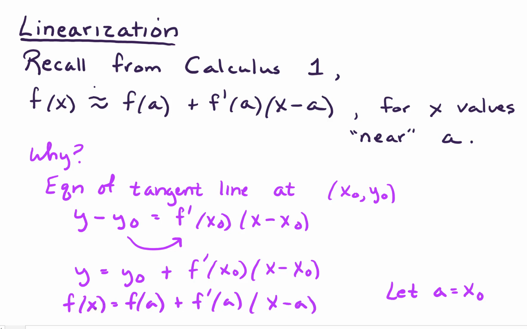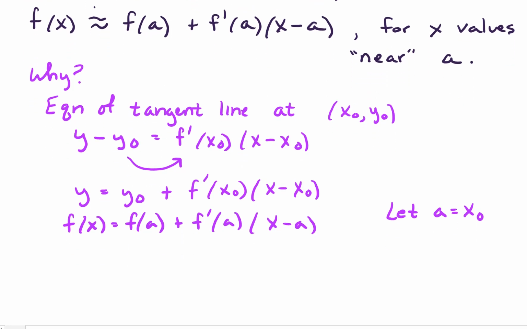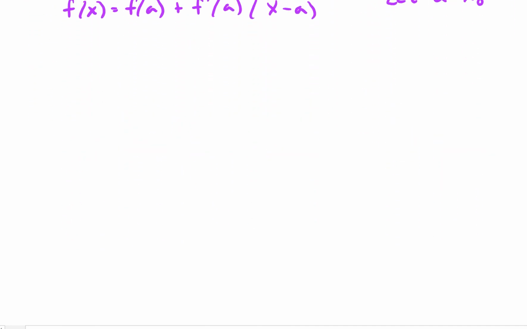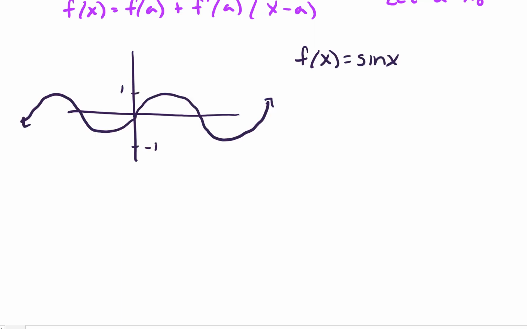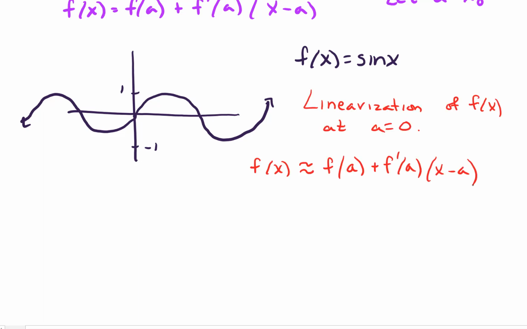Okay, so this is the equation of a tangent line, and that's going to be a pretty good approximation for the function in a neighborhood of a. So if we take a look, for example, at our function sine of x, recall that sine of x has domain all real numbers, and the range goes from -1 to 1. Okay, so let's find the linearization of f of x at a equals 0. So there's our a equals 0 right there at the origin. We want to find a linear function that does a pretty decent job of approximating sine of x near x equals 0, or a equals 0.